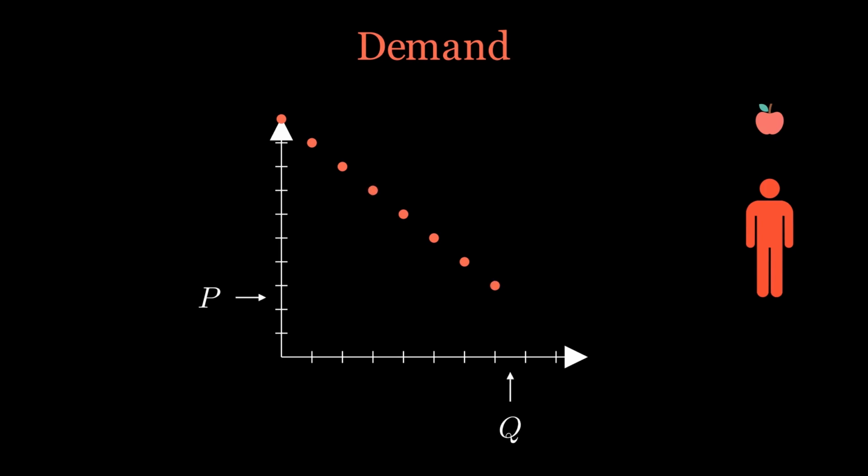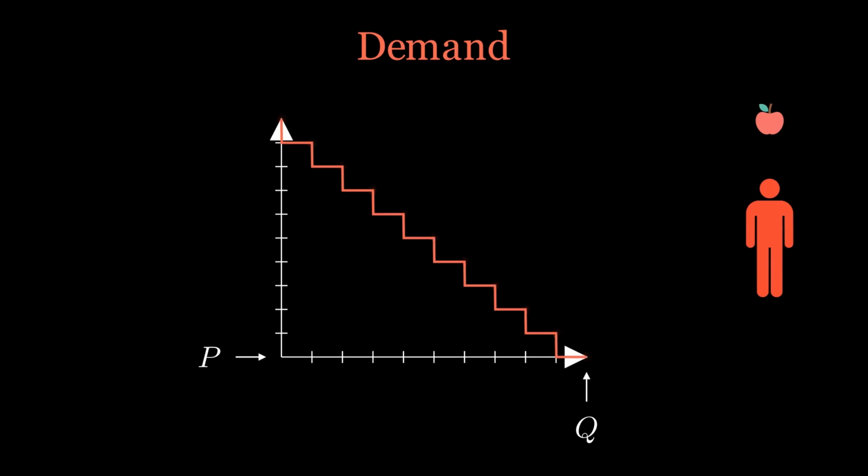We can represent Joe's quantity demanded for each price like this. If we connect all these dots, we get what's called the demand curve. The demand curve is a graphical representation between the quantity demanded and the price. Every point on this graph will tell you exactly how much Joe will want to purchase given the price at that point.